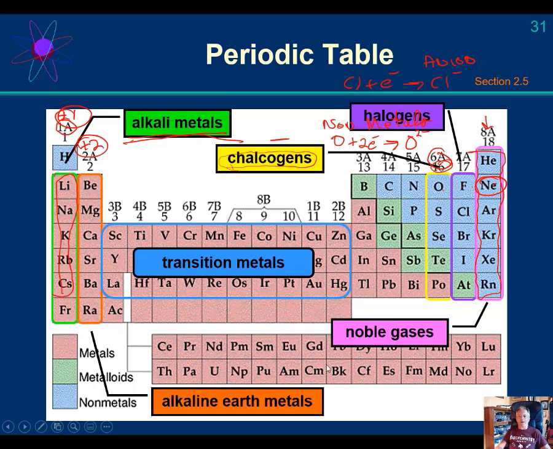Down here we have the rare earth metals. These are some very pricey metals on the market and hard to find. They're called the rare earth metals.